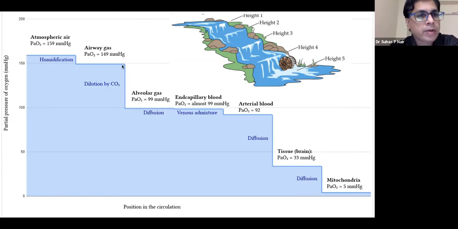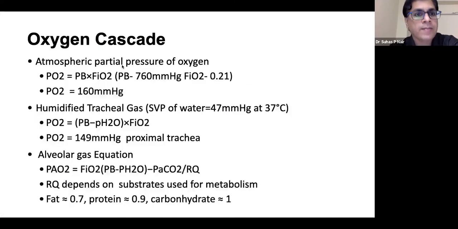In the atmosphere, the partial pressure of oxygen is 152. In the airway gas, it is around 149. In alveolar gas, it further comes down. The arterial blood is something around 90. And in the tissue, the PaO2 further lowers, and at the mitochondria level, the PaO2 is around 5 millimeters of mercury. So 150 is down to 5. This flow through the various steps is called the oxygen cascade, and there are various formulas at each level.